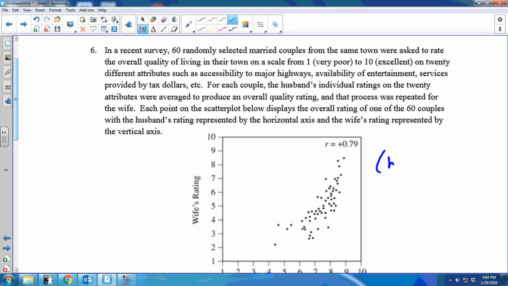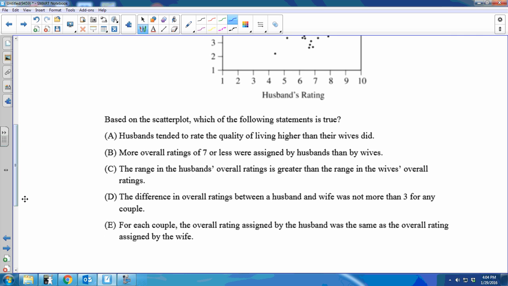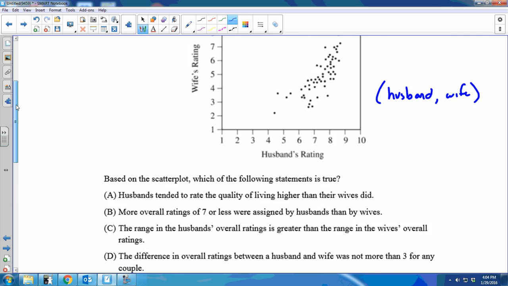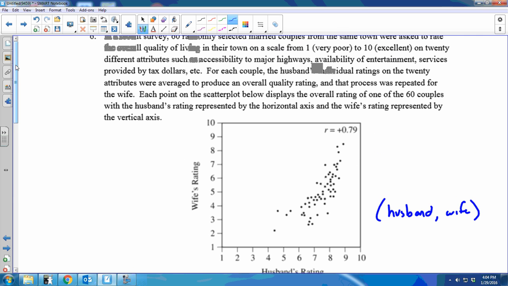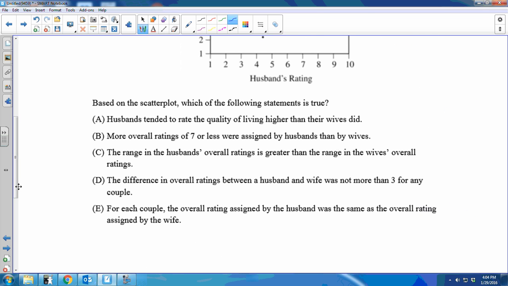So you have husband, wife, coordinates. It says, based on the scatter plot, which of the following statements is true? So we need to make sure we read through these very carefully so we choose the right thing. And it's all about wording. A: Husbands tended to rate the quality of living higher than their wives did.